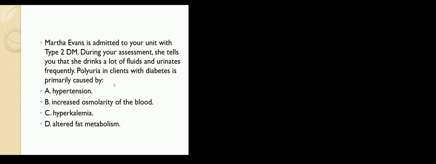Martha Evans is admitted to your unit with type 2 diabetes. During your assessment, she tells you that she drinks a lot of fluids and urinates frequently. Polyuria in patients with diabetes is primarily caused by A, hypertension, B, increased osmolarity of the blood, C, hyperkalemia, or D, altered fat metabolism. And you should have picked B.